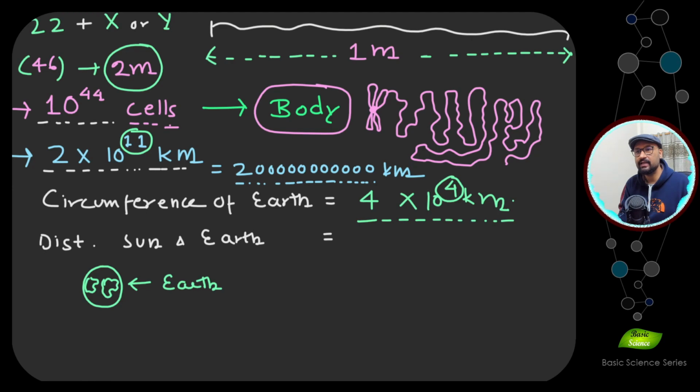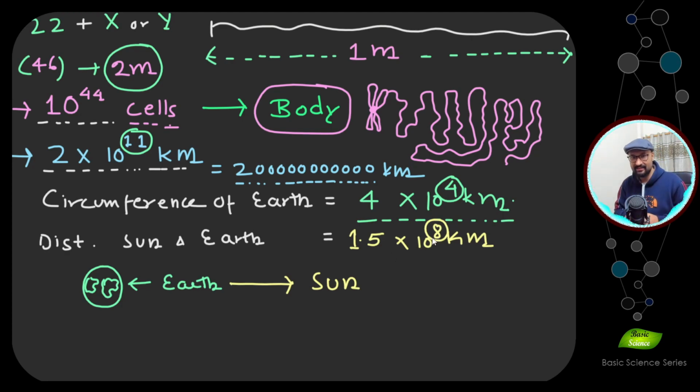And in the case of the distance between the Sun and Earth, how much is that distance? It has already been calculated as 1.5 multiplied by 10 to the power 8 kilometers. Now compare this number. The length of the DNA is larger than the distance between the Sun and the Earth. If you just linearize it, can you imagine? And that amount of DNA is packed in our body, in a single body.